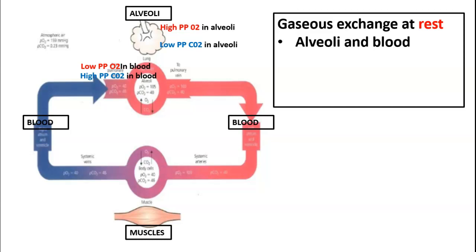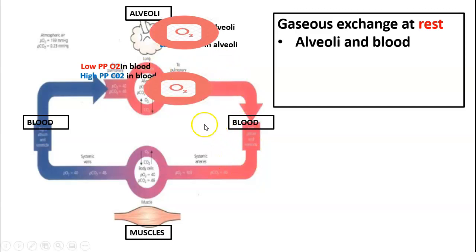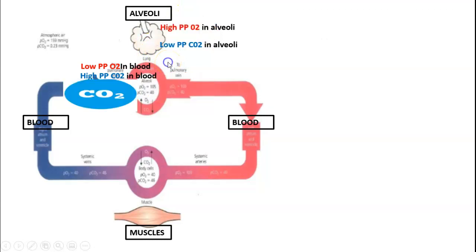Now, what this causes is diffusion gradients. Diffusion gradients are the difference between a high and low pressure of a gas. In this case, there is a high partial pressure of oxygen in the alveoli and a low partial pressure of oxygen in the blood because it's deoxygenated. This creates an oxygen diffusion gradient, and this causes oxygen to move into the blood and then go all the way around, which we'll look at in the next slide. On the flip side, there is a high partial pressure of carbon dioxide in the blood and a low partial pressure of carbon dioxide in the alveoli. This creates a carbon dioxide diffusion gradient, so carbon dioxide diffuses from where it's high pressure in the blood to where it's low pressure in the alveoli.